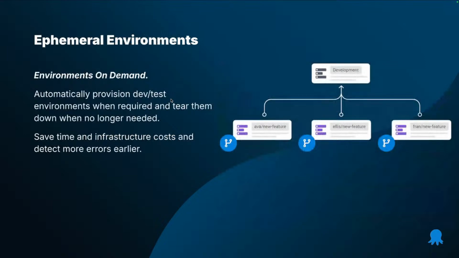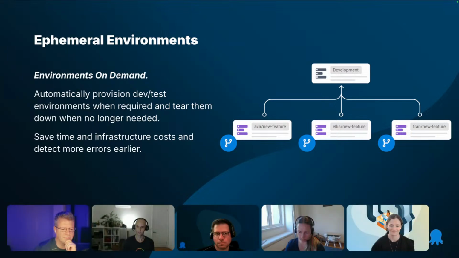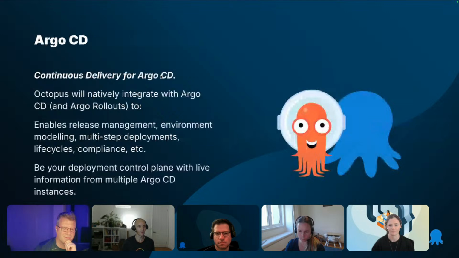Jumping away from the Kubernetes theme for a second, Harriet's team at the moment is working on ephemeral environments, which is environments on demand. So, no more static dev A, dev B, dev C environments shared between multiple teams. You'll be able to automatically provision your dev and test environments when they're required and tear them down when they're no longer needed, which helps save time and infrastructure costs.